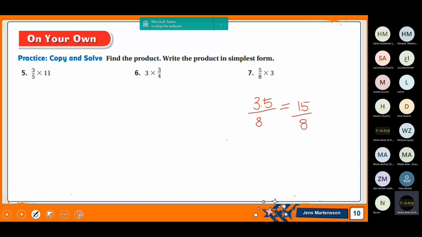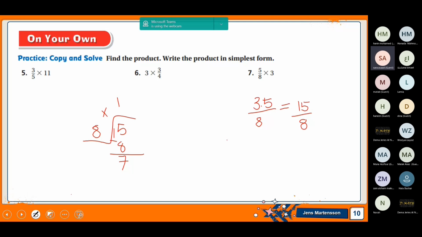Okay, Sarah Asad, can you help her? Yes, teacher. So we have to divide 15 over 8. 15 over 8 is what? 1. Bravo. 1 times 8 is 8. 15 minus 8 is 7. Good job. Now, how do you write 15 over 8 as a mixed number?